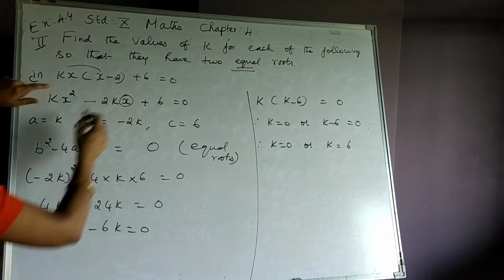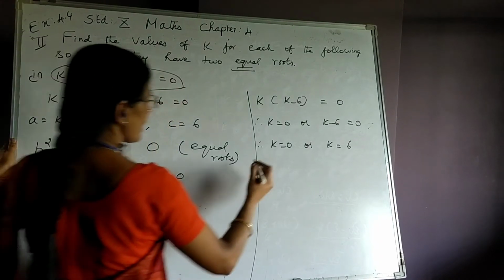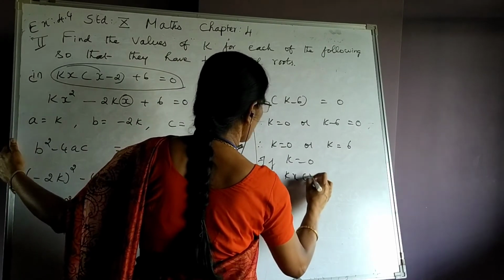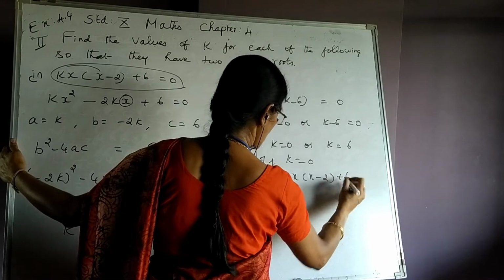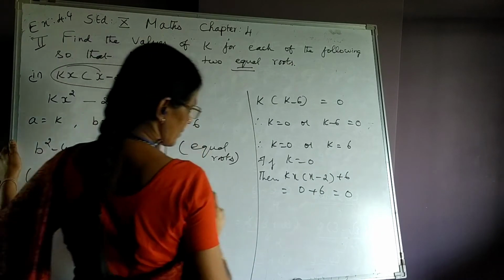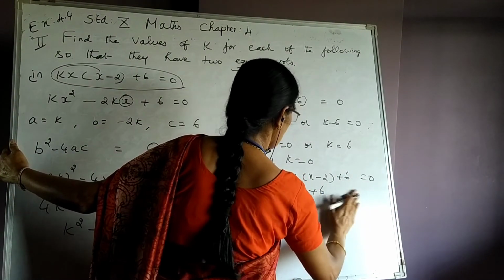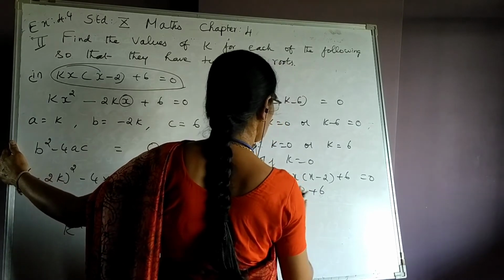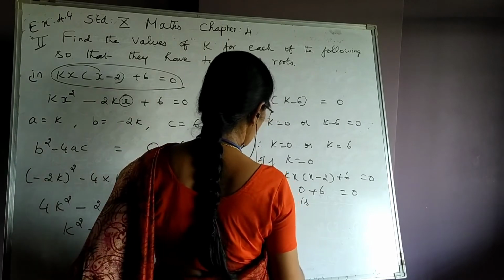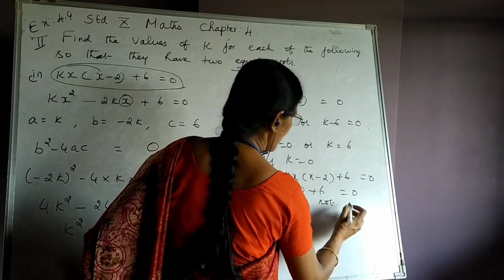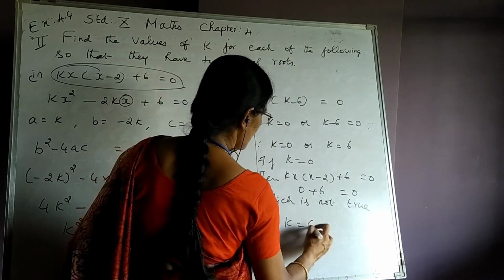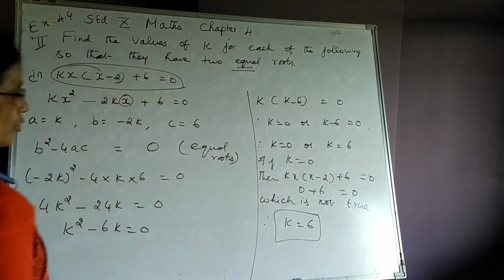But if k is 0, then kx into x minus 2 plus 6 will become 0 plus 6, which is equal to what? Equal to 0, that is the right hand side, right? Which is not true. If we take k is equal to 0, we get 6 equal to what? Equal to 0. So, which is not true. Therefore, k is equal to what? Equal to 6. Only one value we get.